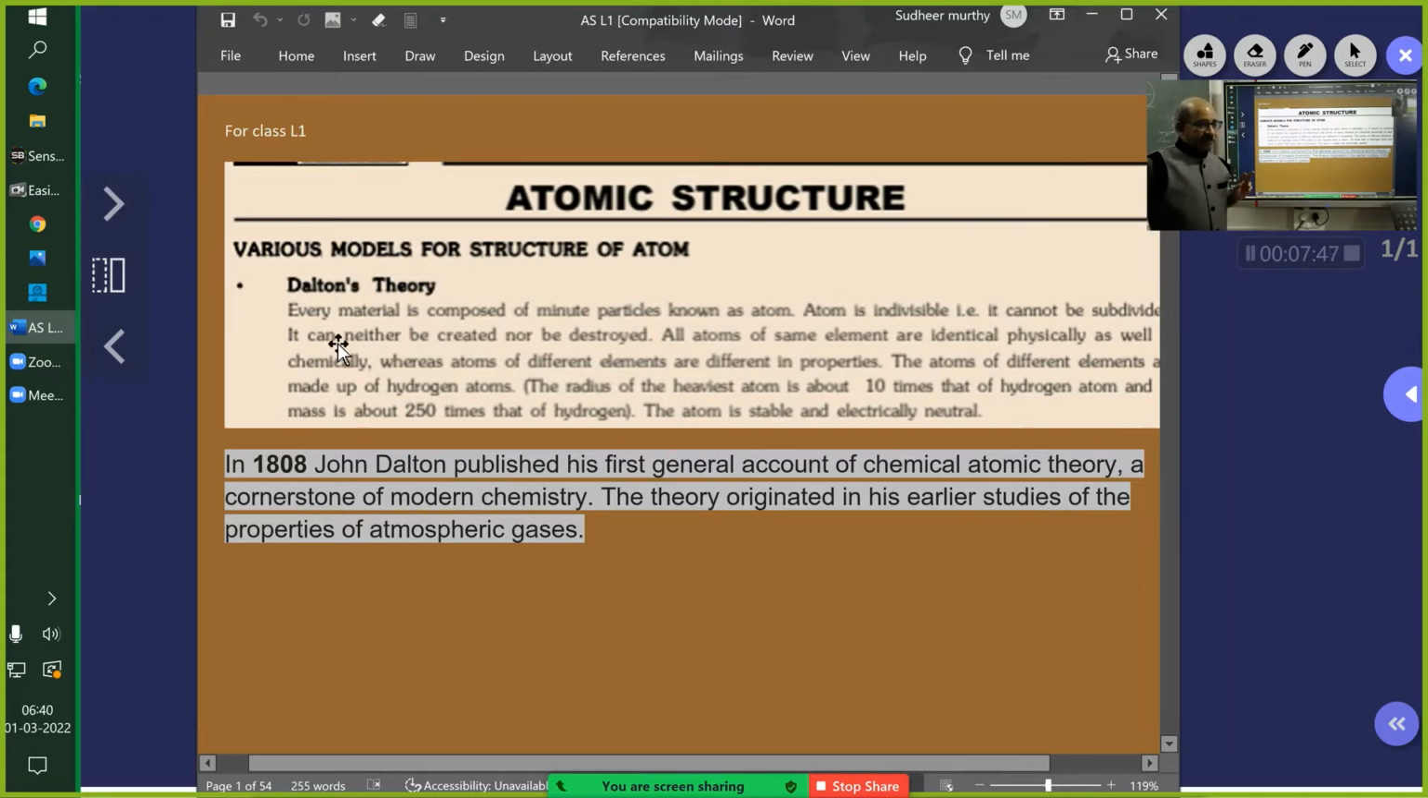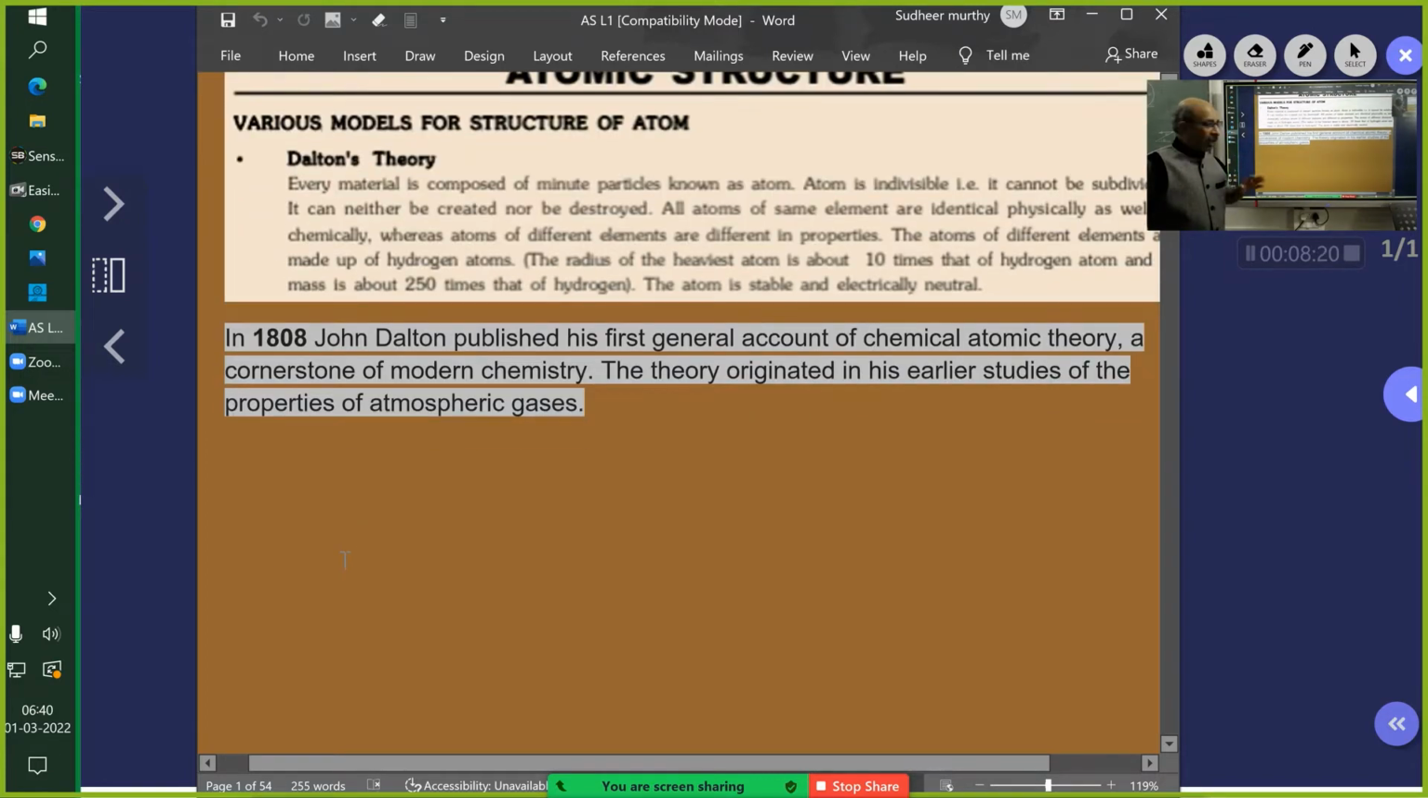This was also defeated. Keep this in mind. Whereas atoms of different elements have different properties. The atoms of different elements are made up of hydrogen atoms. This was also defeated. The radius of the heaviest atom is about 10 times that of the hydrogen atom and its mass is about 250 times. The atom is stable and electrically neutral. Anyway, I'll just go through many reasons why the Dalton theory failed.